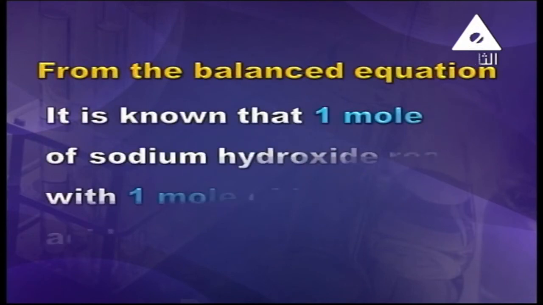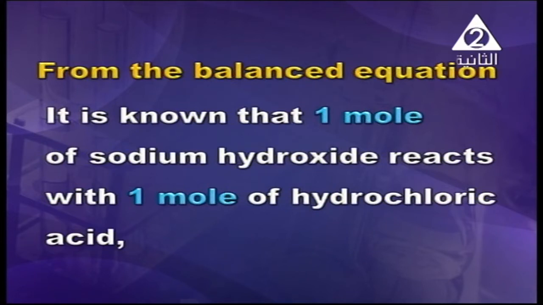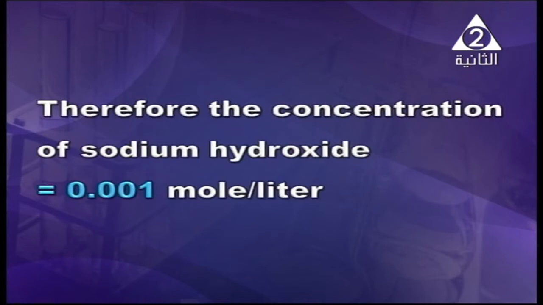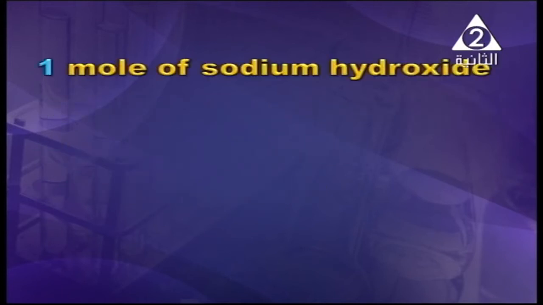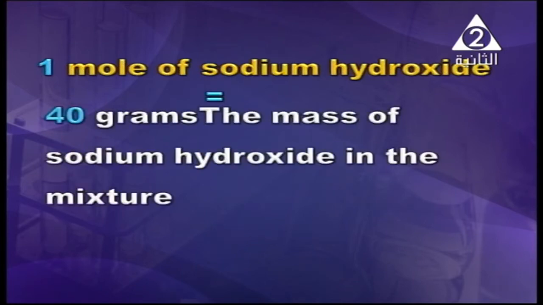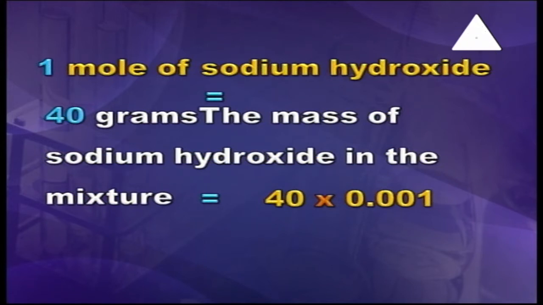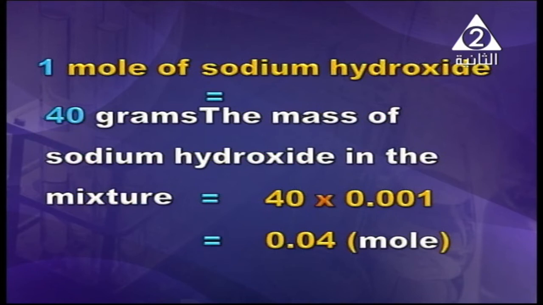It's okay. I have a titration. After that, from the balanced chemical equation, it's known that 1 mole of sodium hydroxide reacts with 1 mole of hydrochloric acid. It means the amount of sodium hydroxide in this case equals 0.001 mole. I can say 1 mole sodium hydroxide equals what? 40 grams, the mass of sodium hydroxide. Why do I say 40? From where? This 40 is the molar mass of sodium hydroxide. Then here I can say 40 by 0.001. I have an answer, 0.04. This is about the sodium hydroxide.